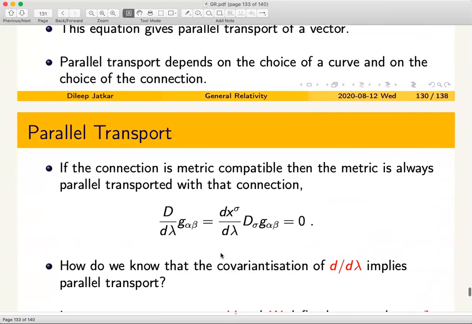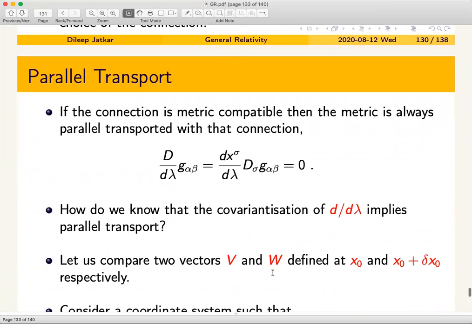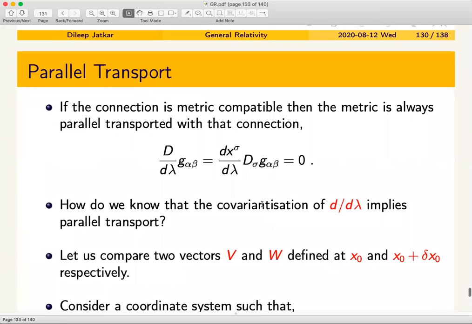Yeah, so the question is how do we know that when we replace this by capital D lambda, it corresponds to parallel transport. Okay, so to do that, we'll have to do a separate computation. Let's do that computation by looking at two vectors defined at two neighboring points. So instead of this picture that I had drawn where we go from the north pole to the equator, we will not do that kind of computation. We'll do a small transport from x naught to x naught plus delta x naught.